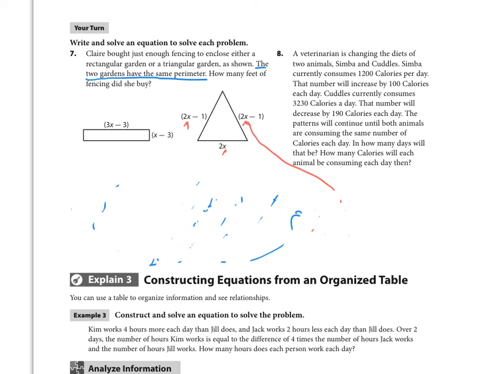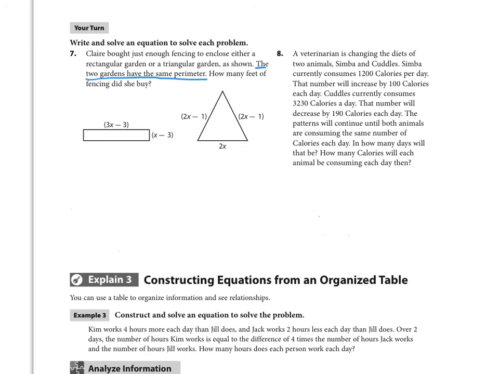A veterinarian is changing the diets of 2 animals, Simba and Cuddles. Simba currently consumes 1,200 calories per day. That number will increase by 100 calories each day. Cuddles currently consumes 3,230 calories a day. That number will decrease by 190 calories each day. The patterns will continue until both animals are consuming the same number of calories each day. In how many days will that be? How many calories will each animal be consuming each day then?